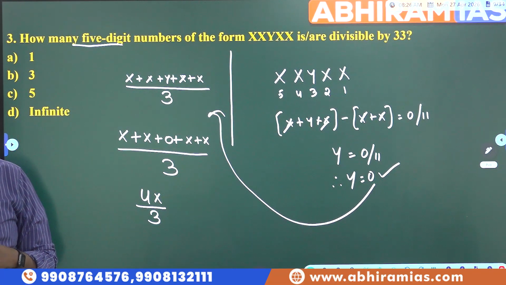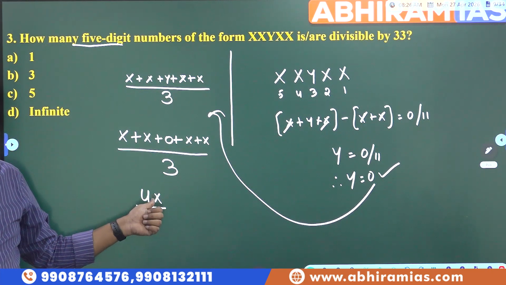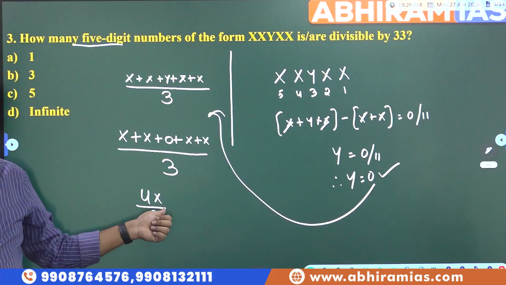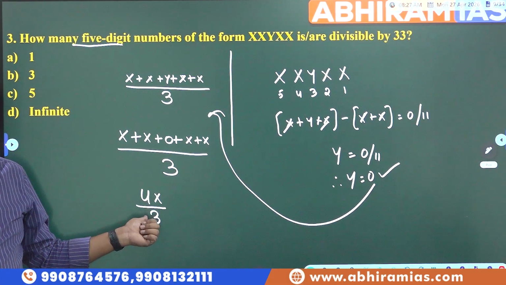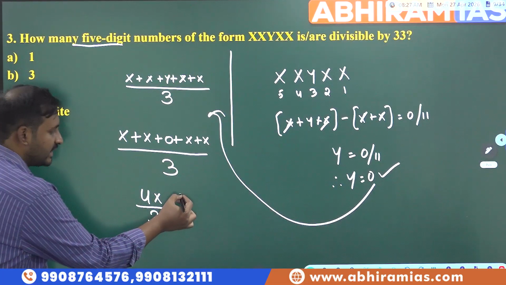Next, what are the values of 3x I can take? If I take 1, what happens? Is 4 divisible by 3? No. If I take 2, is 8 divisible by 3? No. Next, 3. So that means I can take the x value as 3.